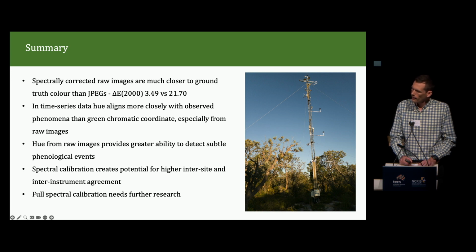The whole spectral calibration technique creates potential for higher inter-site and inter-instrument agreement, which I think can only be a good thing. And a full spectral calibration where every image is calibrated with exact spectral data would need further research.